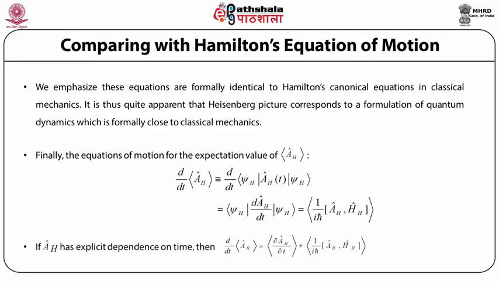Now, if the operator A_H as defined in the Heisenberg picture has explicit dependence on time, then we can rewrite the above equation as: the time derivative of the expectation value of A_H is equal to the expectation value of the partial derivative of A_H with respect to time plus the expectation value of (1/iħ)[A_H, H_H].